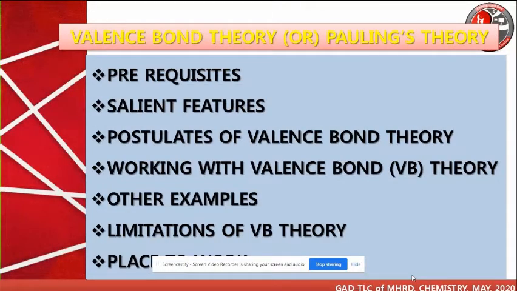Valence bond theory was developed by Linus Pauling in the year 1928 to understand the concept of hybridization of atomic orbitals in complexes.